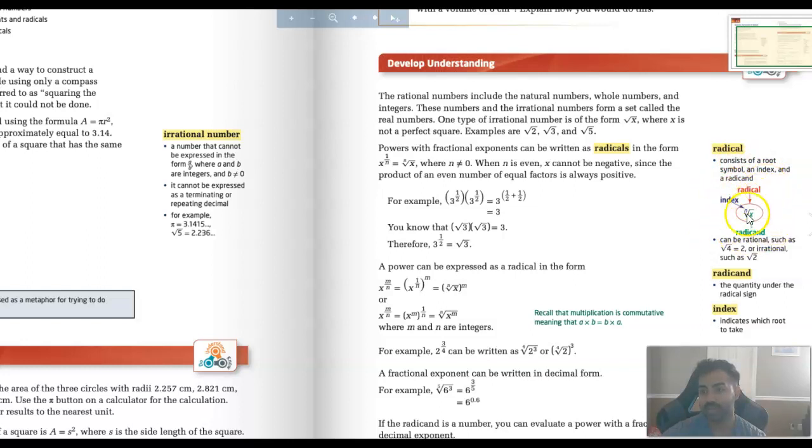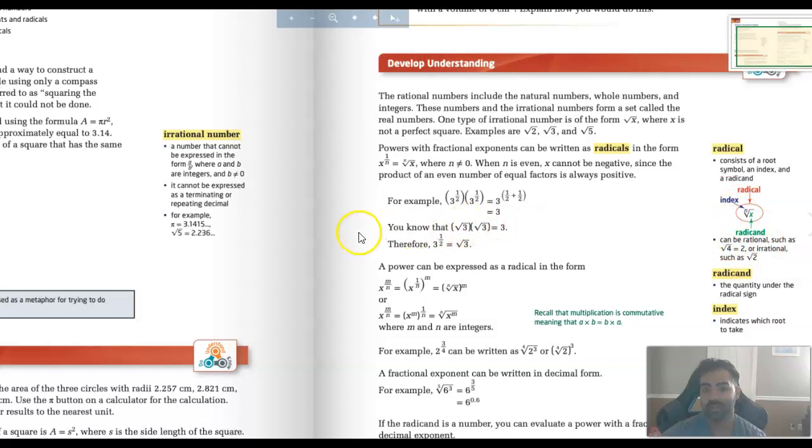So what's in a radical? First of all, you have the radical symbol, the little check mark here, okay? Inside the check mark is known as your radicand, and on the left side is going to be your index, okay? And we'll go through a few examples of how you get that.